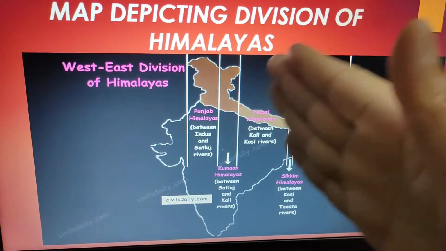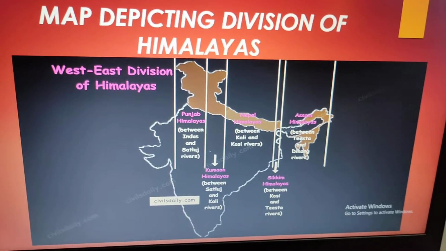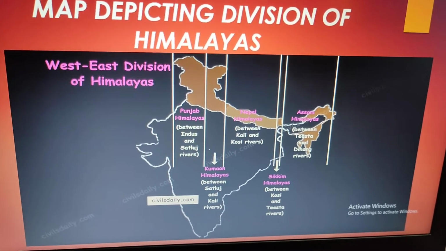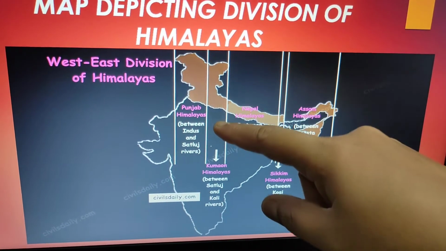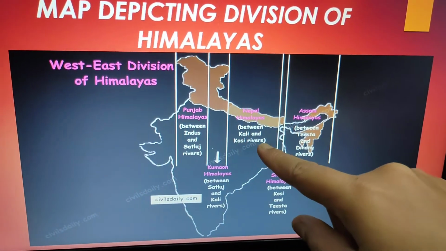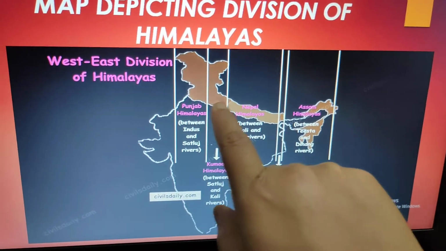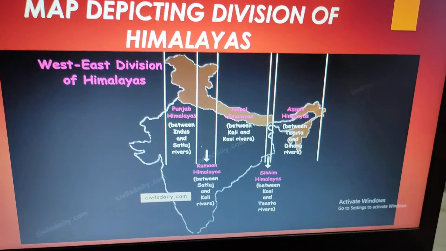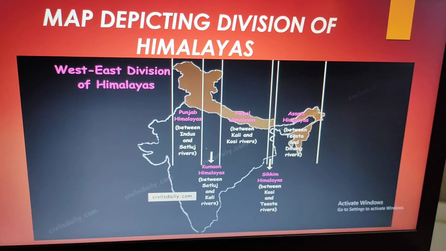As we move from west to east, they are also known as Kashmir and Himachal Himalayas. Kumaon Himalayas are the ones between the Satluj and the Kali rivers. These are your Nepal Himalayas between Kali and Kosi rivers. This is the division, see. This is your Sikkim Himalayas and these are your Assam Himalayas. So, the map depicting division of Himalayas.